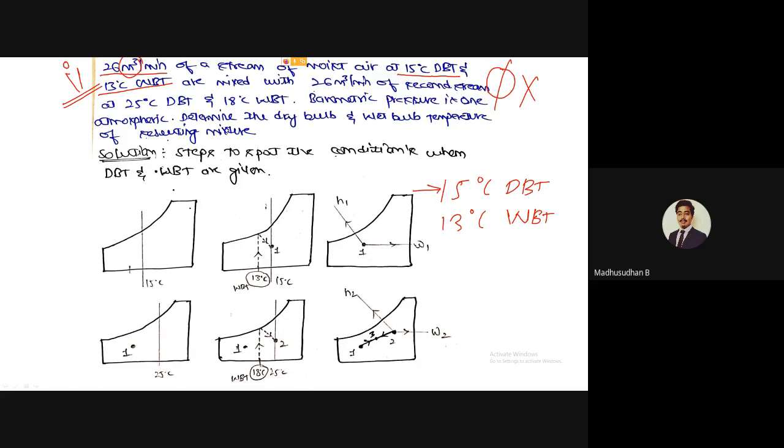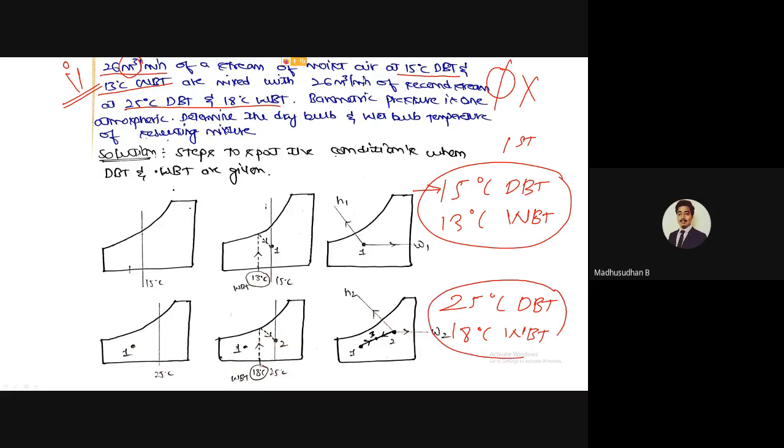It is mixed with the second stream. So this is your first stream, correct? Now the second stream, here it is: 25 degrees Celsius DBT and 18 degrees Celsius WBT. So the dry bulb and wet bulb temperatures of both streams are given. This is for the second stream. If you plot state 1 and state 2 first, 90% of the problem is over. We shall try to plot this.